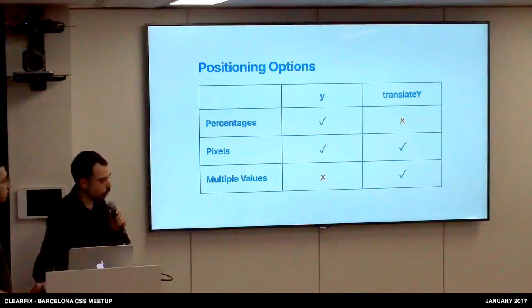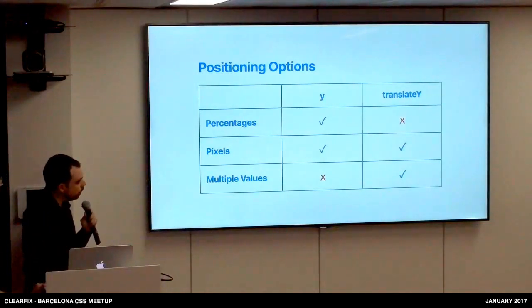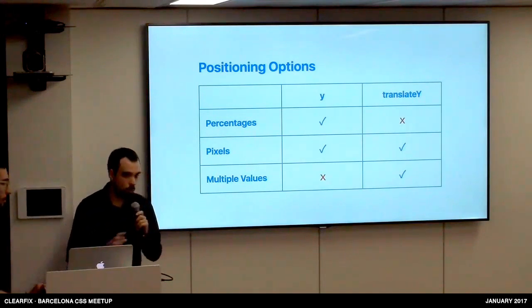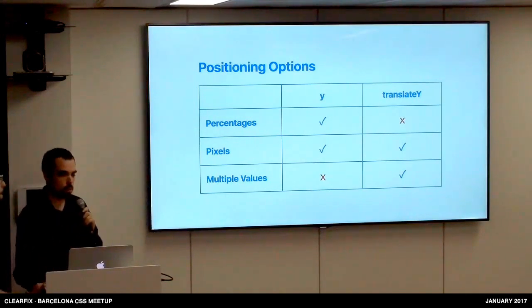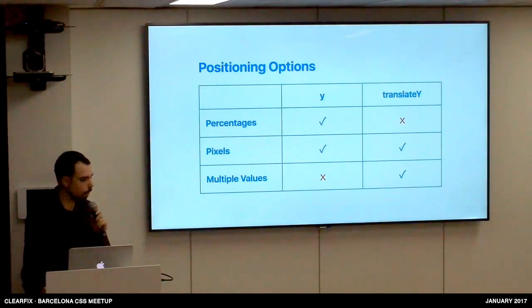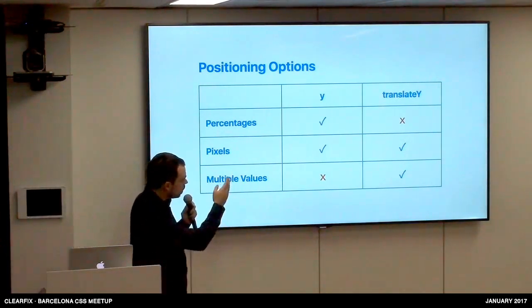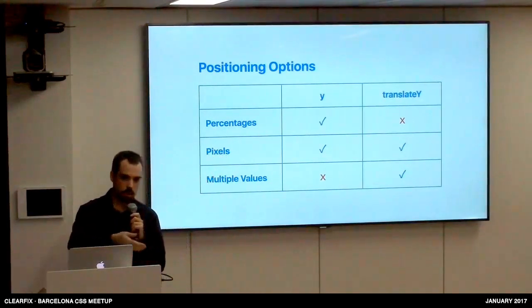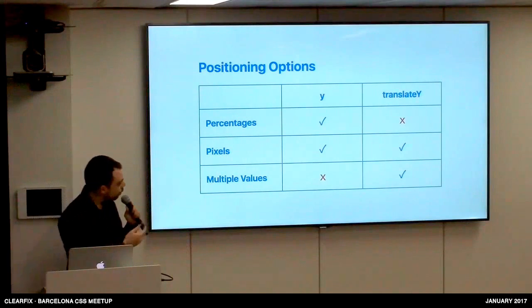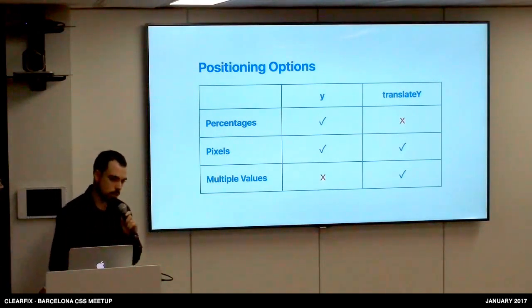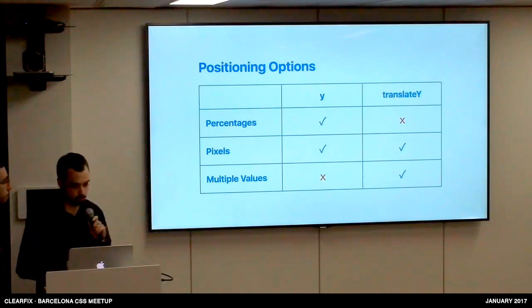Each of them has its own advantages and inconveniences. Namely, y can accept both percentages and pixels, but you cannot combine more than one unit. So you cannot have things like a calc inside the y attribute. On the other side, translate y allows you to put many values by putting many translations. The problem is that you can never specify percentages inside it. You can do it in CSS, but you cannot do it in SVG.